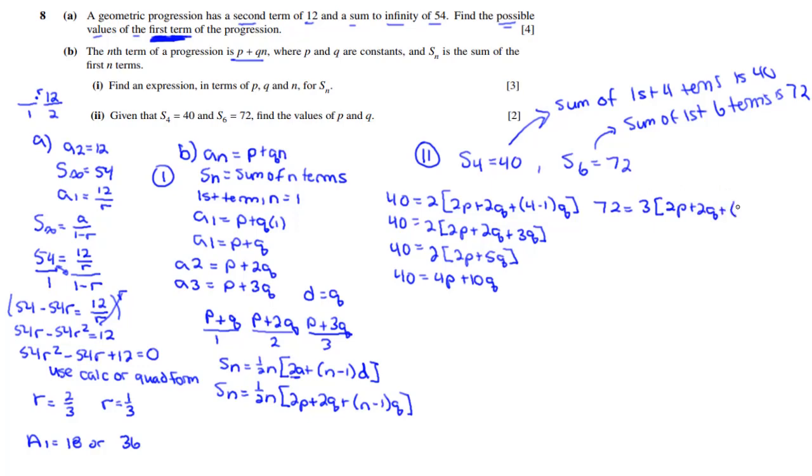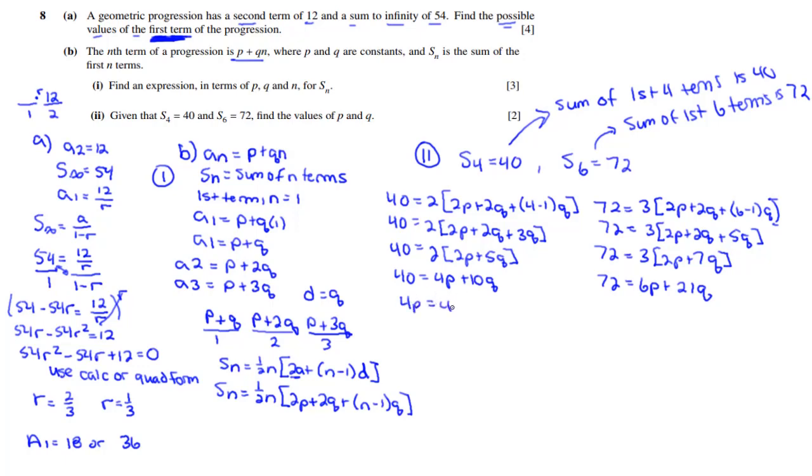And then I'm going to do the same thing on the other side with 72, only the n is going to be a 6. And so again, I'm going to simplify it. Just put everything in here. Then I'm going to add the q's together. I'm going to get 7q, multiply everything by 3. 72 equals 6p plus 21q. And now I've got these two equations.